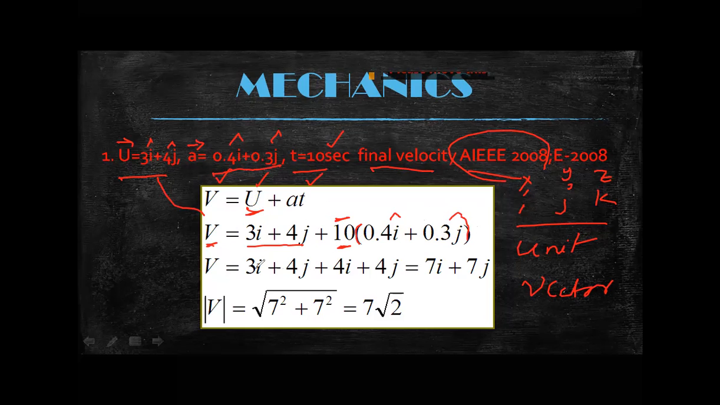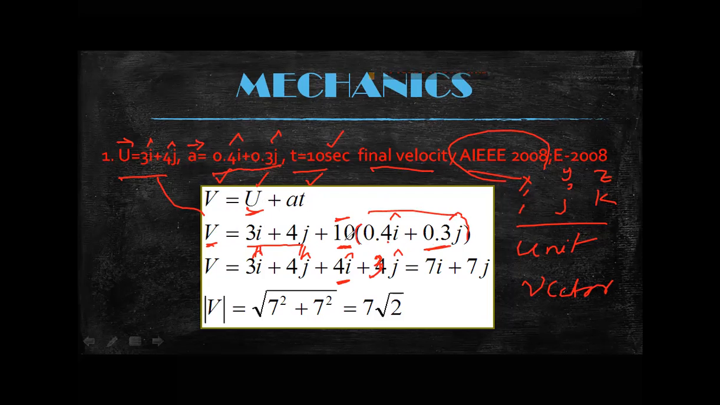So in the next step, v is equal to 3i plus 4j, copied as is. Then this step becomes 10 into 0.4, how much? 4i. 10 into 0.3, how much? 3. Sorry, this is 3j. Pranav, v is equal to u plus at. u as is, I wrote it from the question, t is 10, a as is from the question.